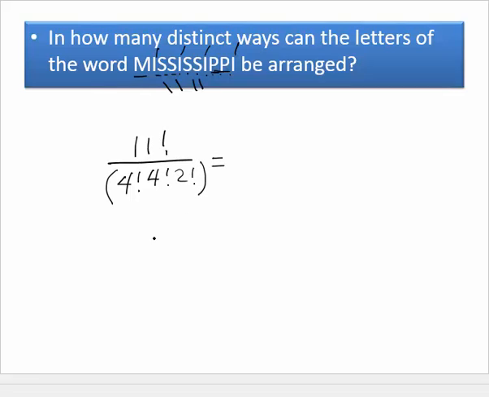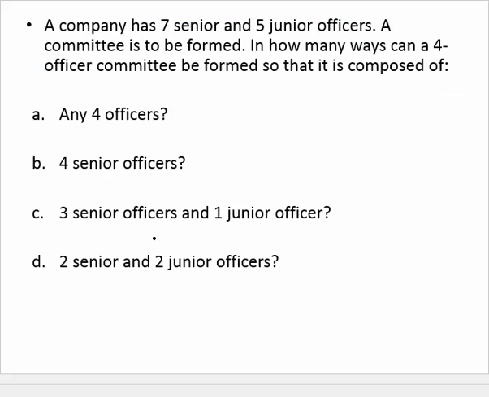The last thing we're going to look at is, and I'm not going to do all of these because I've got about a minute left, but read this: a company has 7 seniors and 5 junior officers. A committee is to be formed. How many ways can a 4-officer committee be formed so that it's composed of?